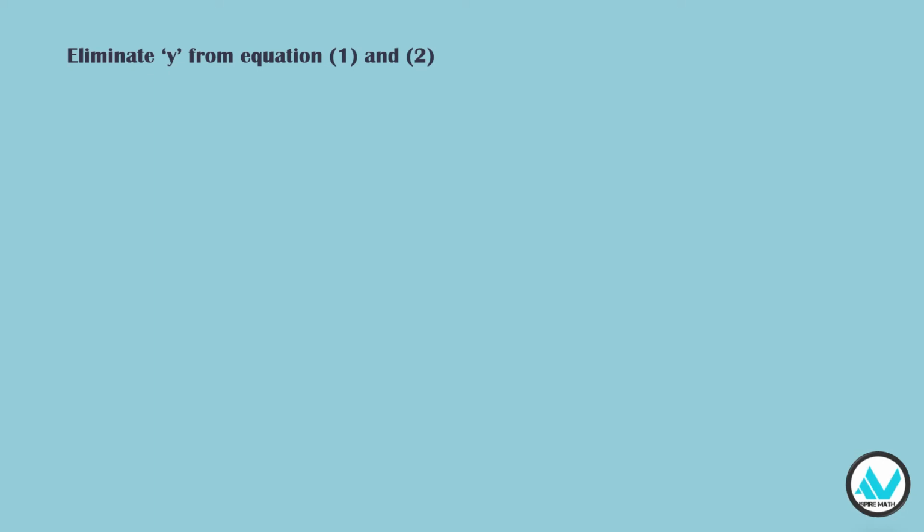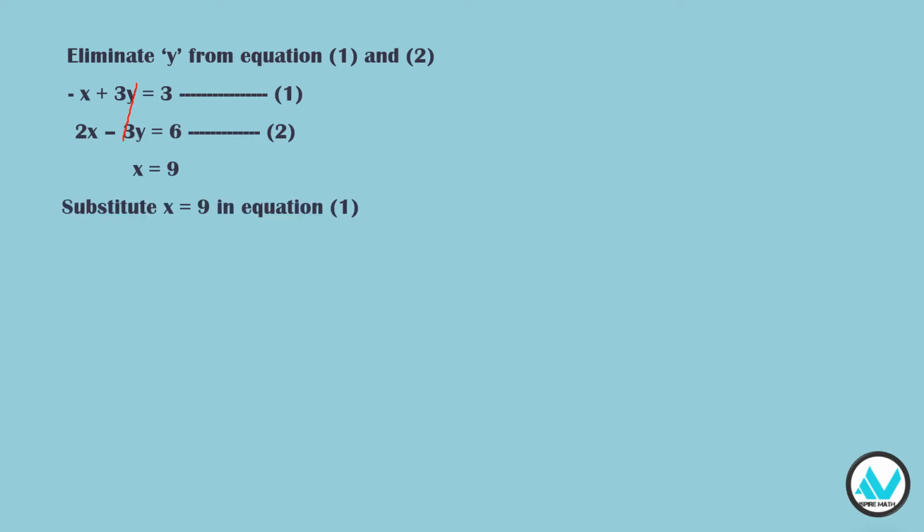Now equation 1 is nothing but minus x plus 3y equal to 3. Equation 2 is nothing but 2x minus 3y equal to 6. Now I just need to add because I have plus 3y and minus 3y. Next I get x equal to 9. Now let me substitute x equal to 9 in equation 1. So I get minus 9 plus 3y equal to 3, or 3y equal to 3 plus 9, or 3y equal to 12, which gives me y equal to 12 divided by 3. Therefore y equal to 4.